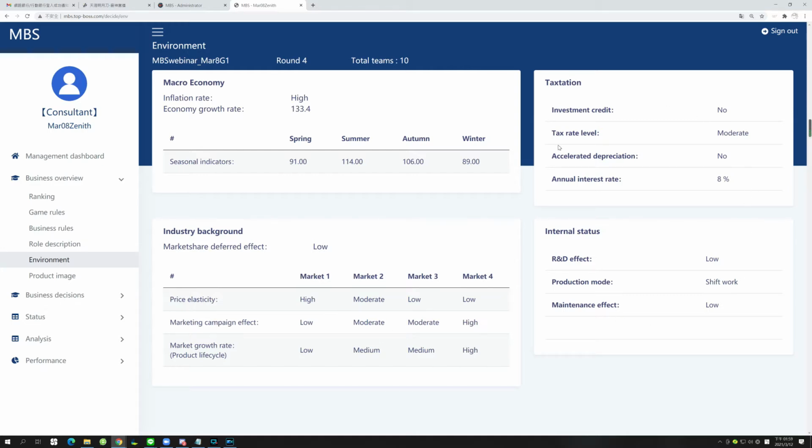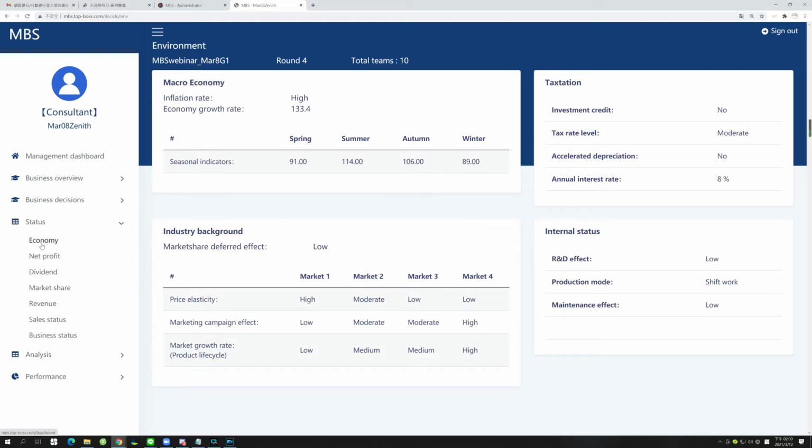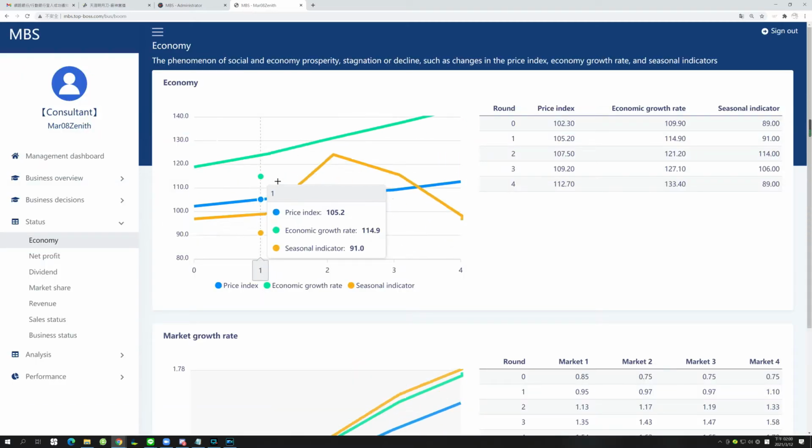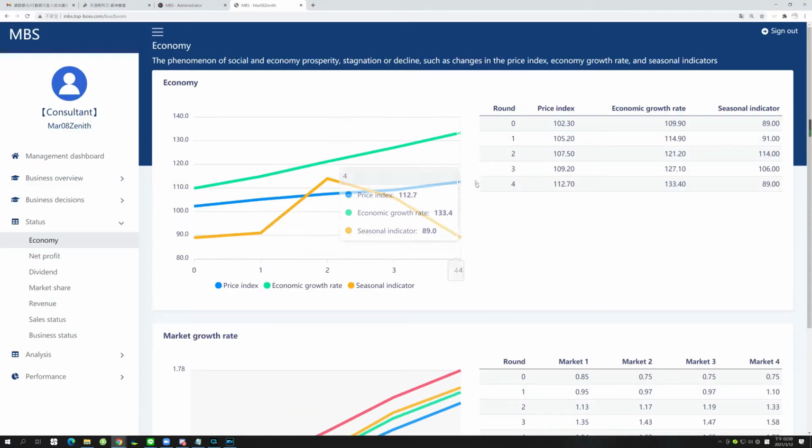But in the beginning, we should look at the status, and the economy function inside the status will have the graph to show you the changes of different seasons. As you see, the price index, the economic growth rate, and the seasonal indicators are there to show you the differences. And these differences are among the different seasons or quarters. So we shouldn't ignore the changes in these figures.